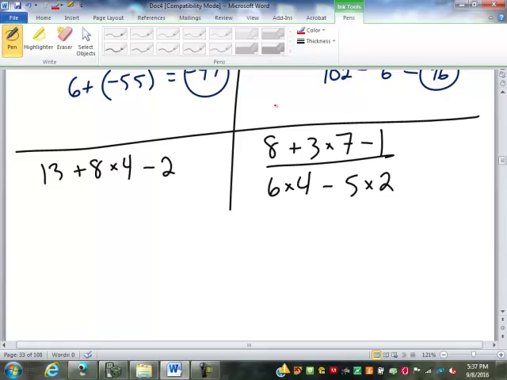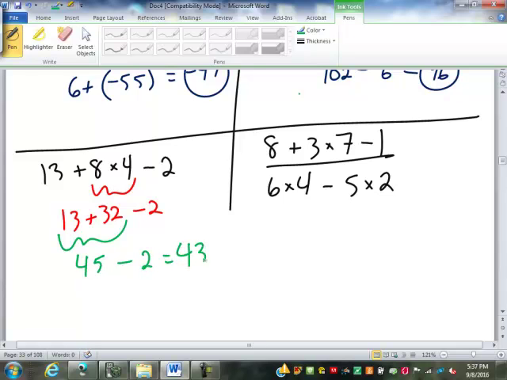Third one, where do I start? 8 times 4 is 32. We're going to make you guys do all the hard work since at this time at night my calculator is broken. What's next? 13 plus 32 is 45. Minus 2 is 43.